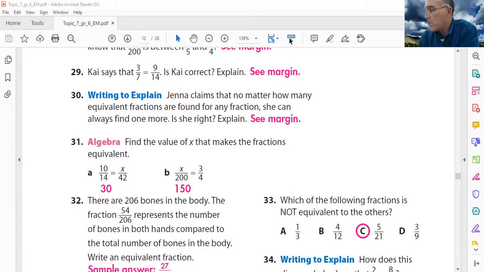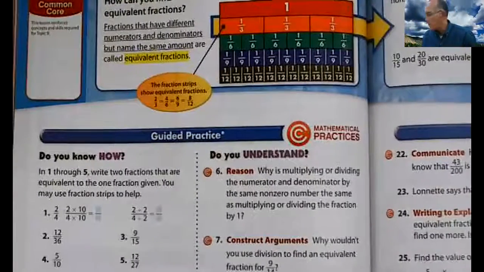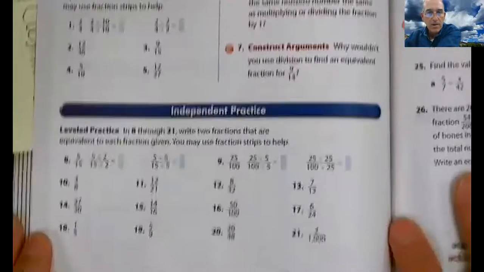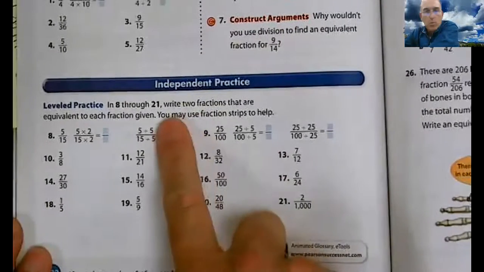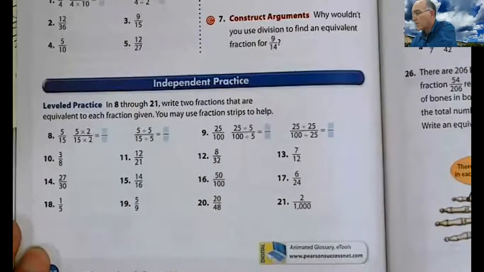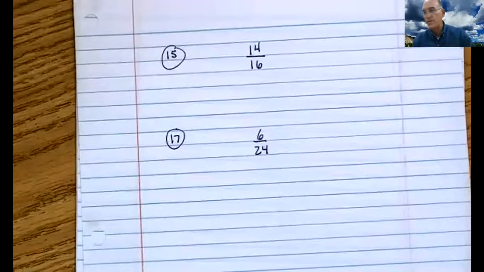So let's share my journal. Here is your book. I'm going to take some of these problems. Let's look at these right here. It says, write 2 fractions that are equivalent to each fraction given. I'm going to take some of these. I've written them down, number 15, number 17. Here they are. I've spread these problems out on purpose.